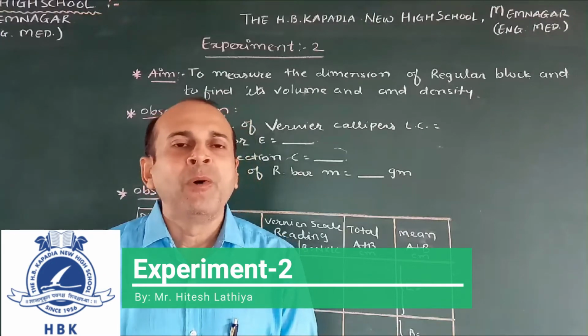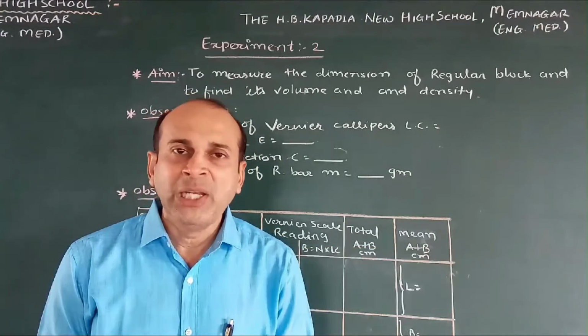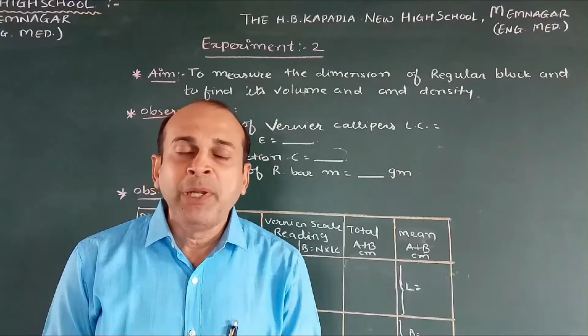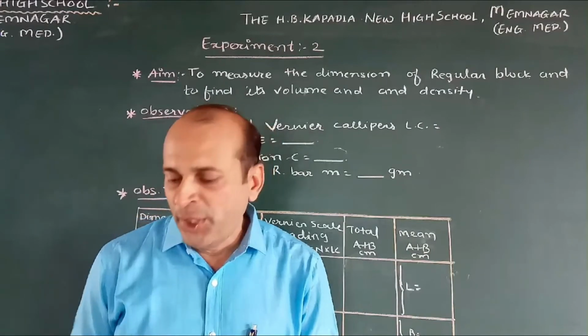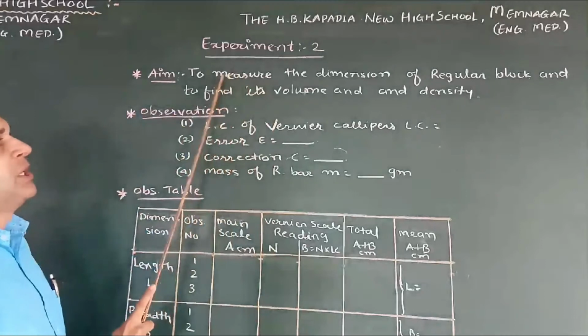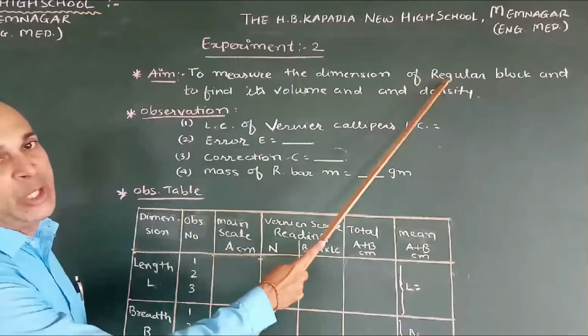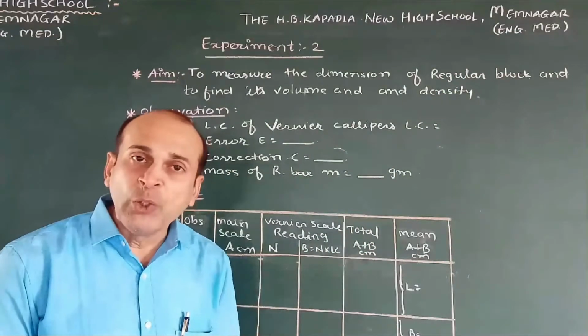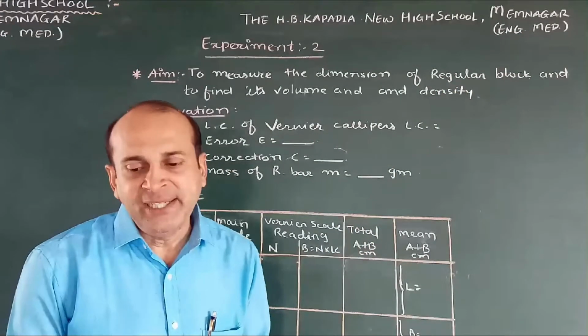Last time we performed the first experiment, vernier calipers. The instrument is the same, but this is experiment number 2. Today we have a regular block. Our aim is to measure the dimensions of a regular block and to find its volume and its density.